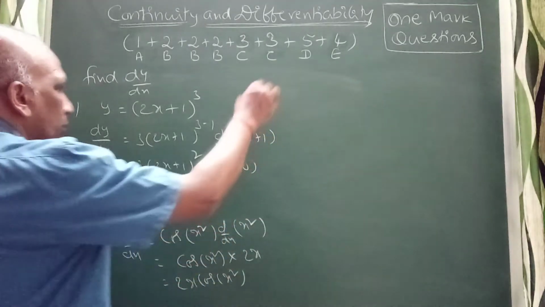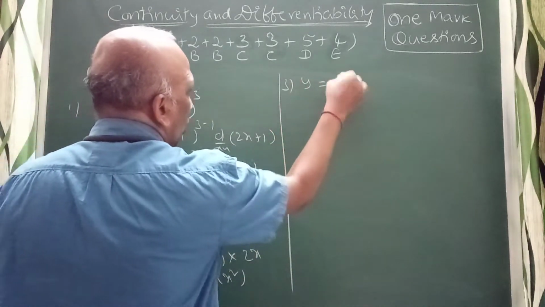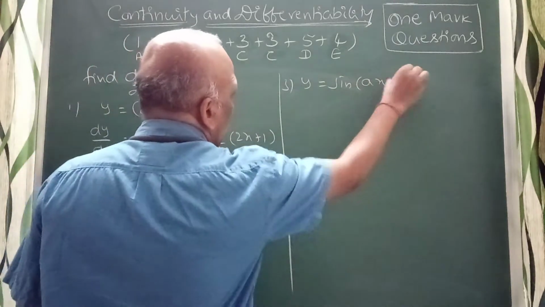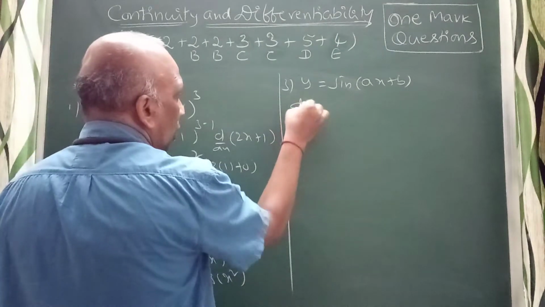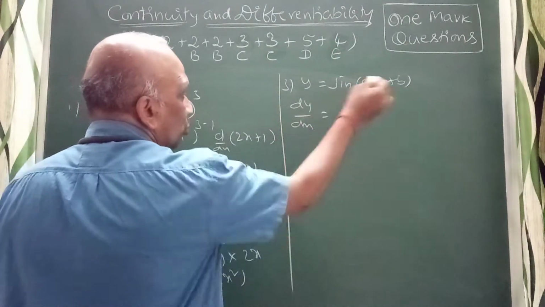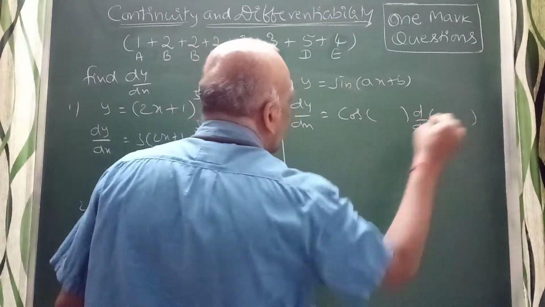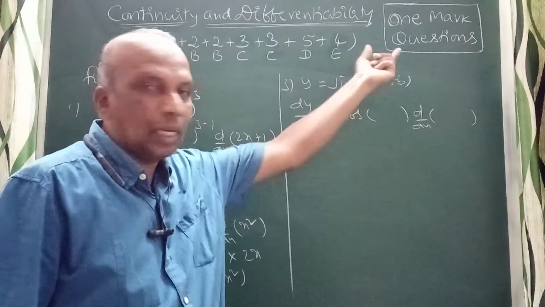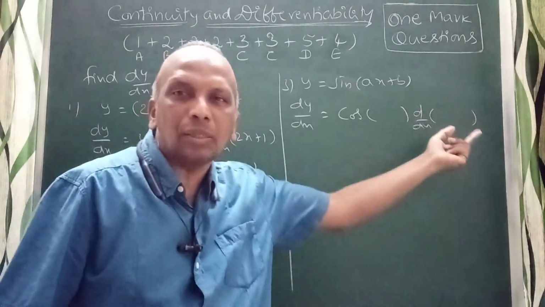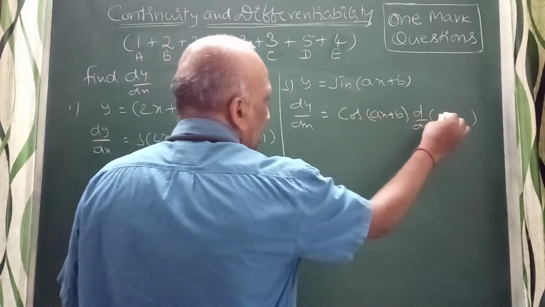Now here you can see. Suppose the given y is equal to sine of ax plus b. Y equals sine of ax plus b. Now you can think dy by dx. Derivative of sine x is cos x, but this is not x. Sine of something, cos of something, d by dx of something. Replace this with ax plus b.